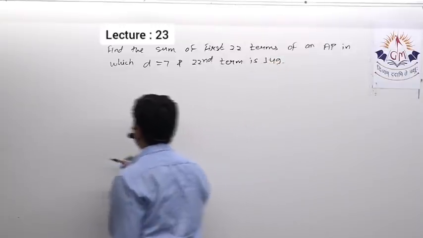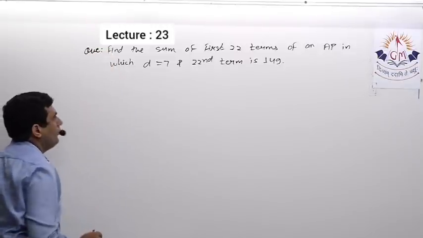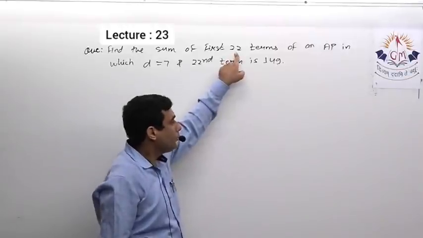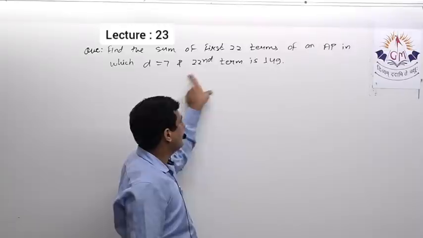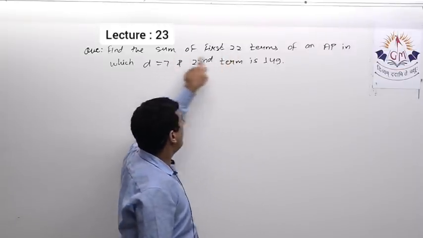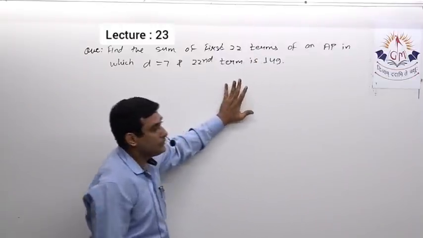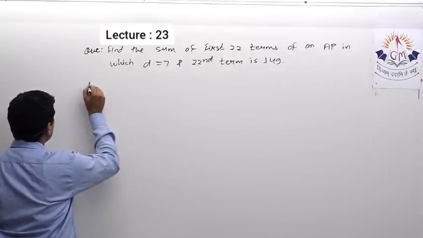Okay, so two pieces of information are given and we have to find the sum of first 22 terms. For that we need n, which is directly given, we need a, which is not given, and we need d, which is given. It means to get the sum of first 22 terms, what we need more is the first term. So let us see how to find the first term.